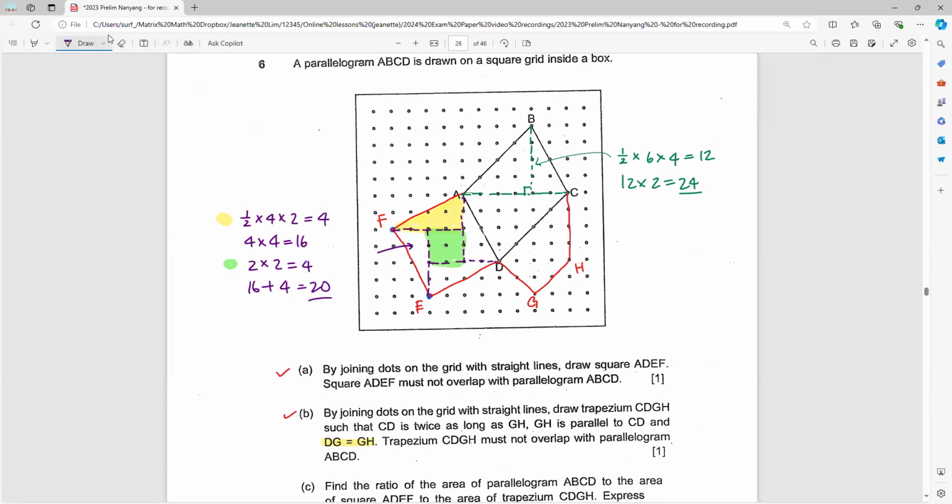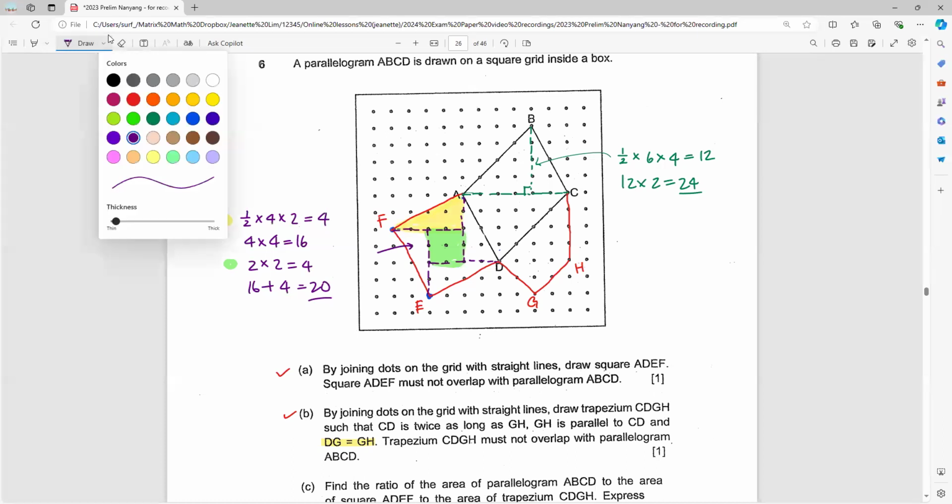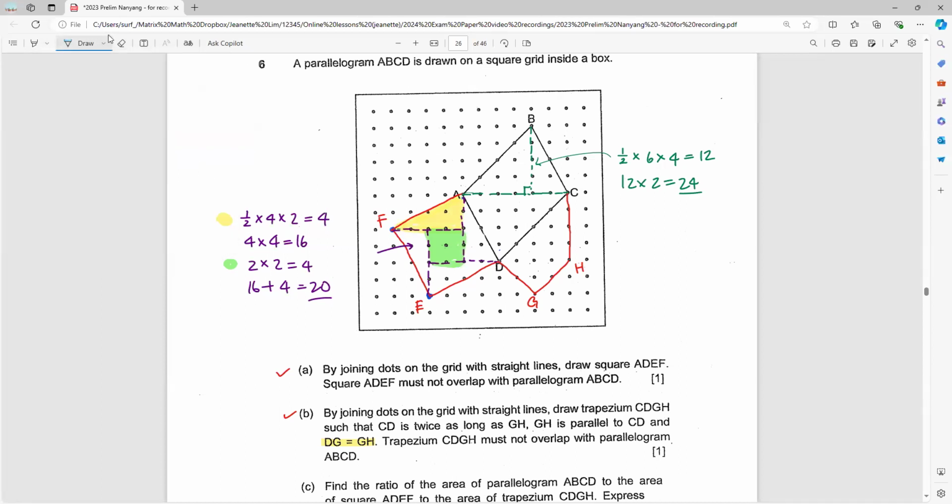Okay, next. Trapezium. Trapezium, we can split it this way. Okay, so trapezium, we have two triangles, half times 4 times 4, which is 8. The top one, and then the bottom one, half times 4 times 2, which is 4. So total 12.